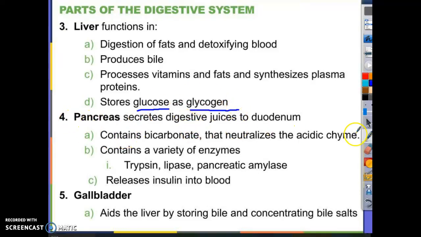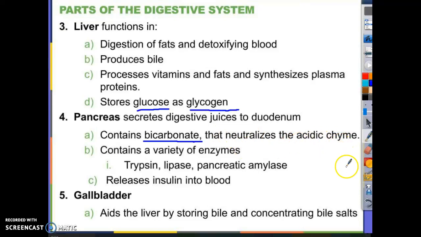The pancreas secretes digestive juices to the duodenum, which is just the first part of your small intestine. It's broken into 3 sections, and this is just the first. The juice contains bicarbonate, which is a base. Think of baking soda. I'm forgetting the chemical name, but baking soda is a base that has bicarbonate in it, and it's used to neutralize acid.